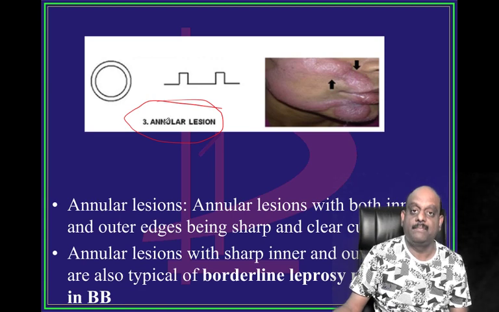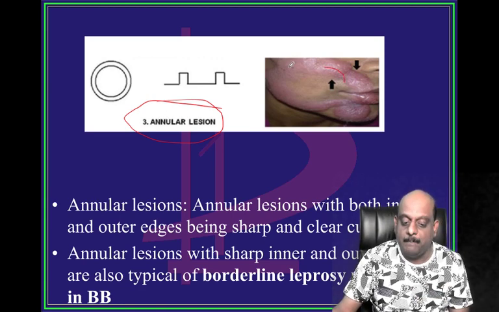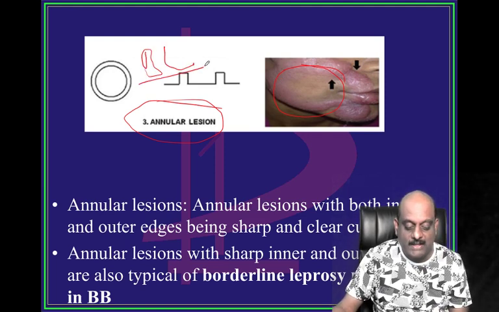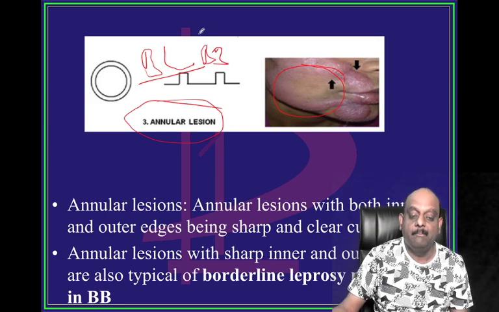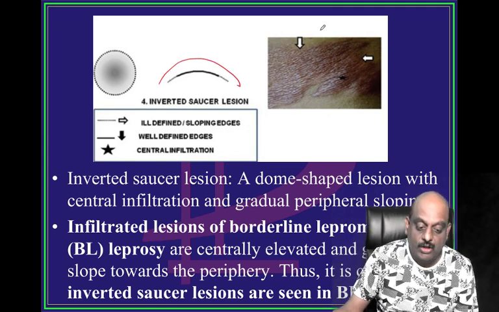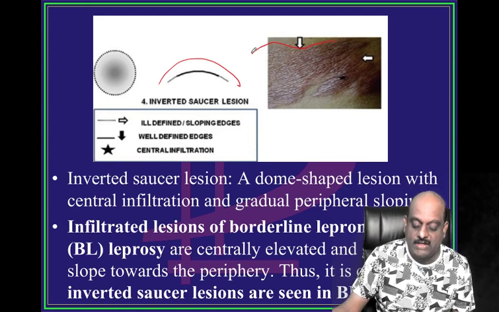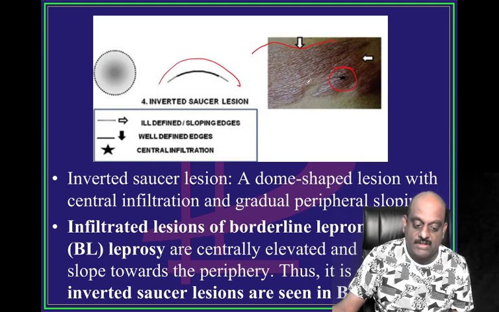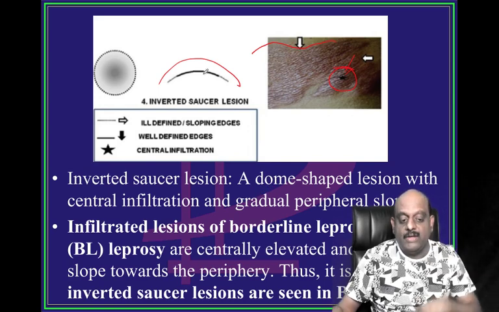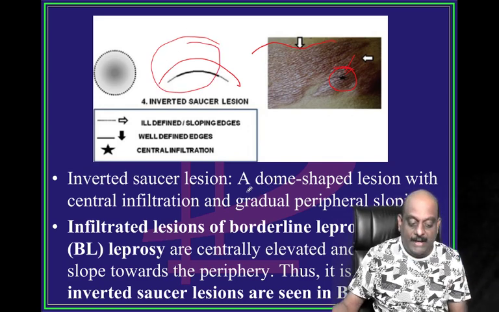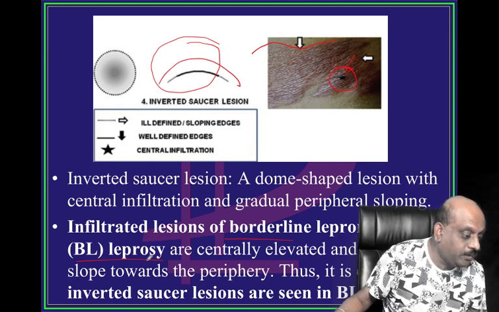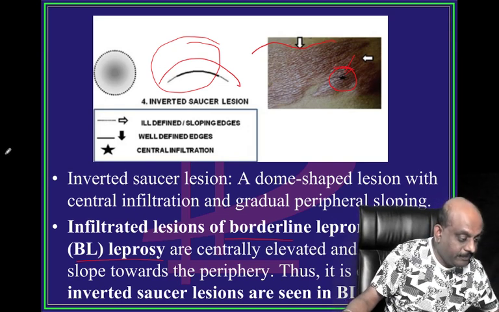Then annular lesions, both the inner and outer edge are sharp and clear cut, and annular lesions are a feature of borderline leprosy, mostly BB type. Then inverted saucer like lesion, you are able to see the ill-defined sloping edges, well-defined edges and central infiltration. So inverted saucer like lesion typically is seen in the case of borderline lepromatous leprosy is what you need to basically remember.